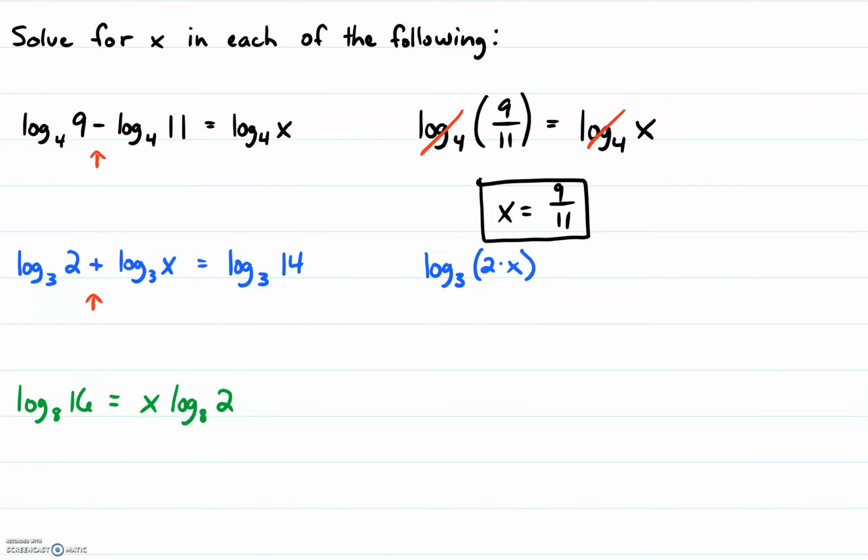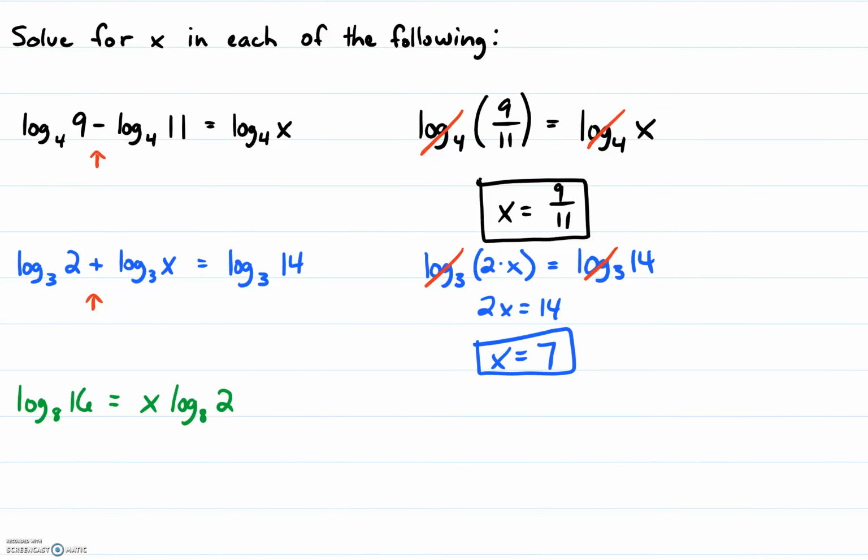So we just condensed the two terms on the left-hand side of the equal sign into one term, and we're going to set that equal to just the right-hand side, not making any changes there, log base 3 14. And again, now we have log base 3 of something is equal to log base 3 of something, so the log base 3's can cancel out, and that gives us 2x is equal to 14. And to solve for x, we can just divide both sides by 2, so we get x is equal to 14 over 2, or 7.